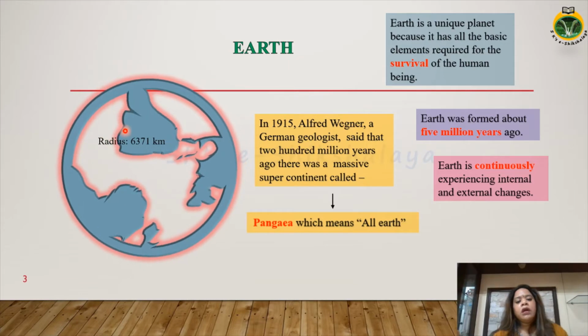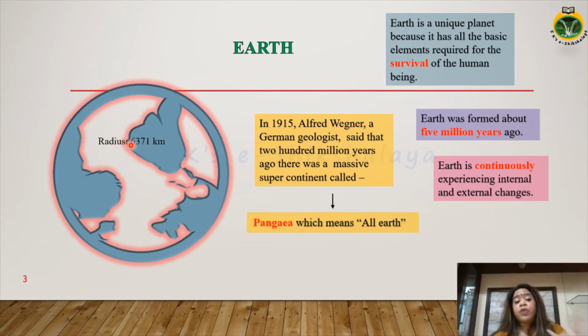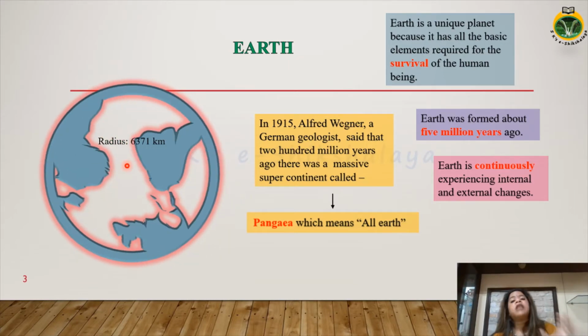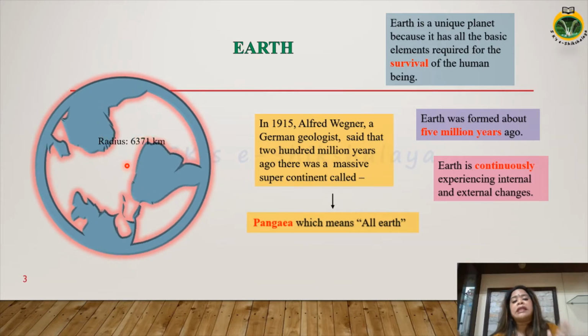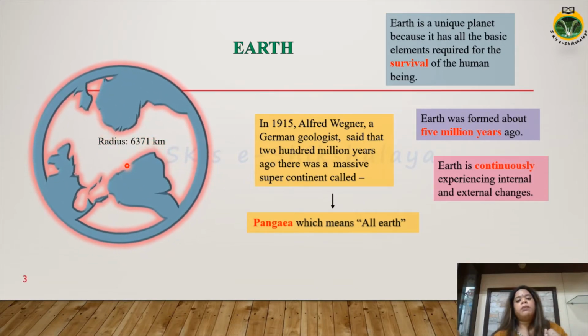Then the radius of the Earth. Now the radius of the Earth is 6,371 kilometers.